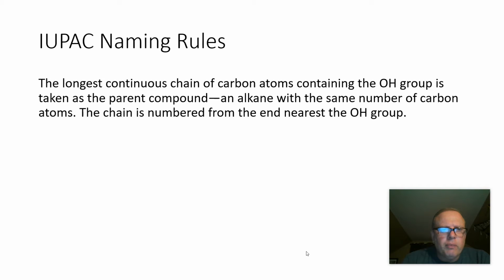It boils down to three of them. First of all, the longest continuous chain of carbon. This is what we always want, is this longest continuous chain of carbon atoms. And it has to contain the hydroxyl group, though. That is taken as the parent. An alkane with the same number of carbon atoms, we would name it like that, only now we're going to end it in OL. So the chain is always numbered from the end nearest to the OH group.